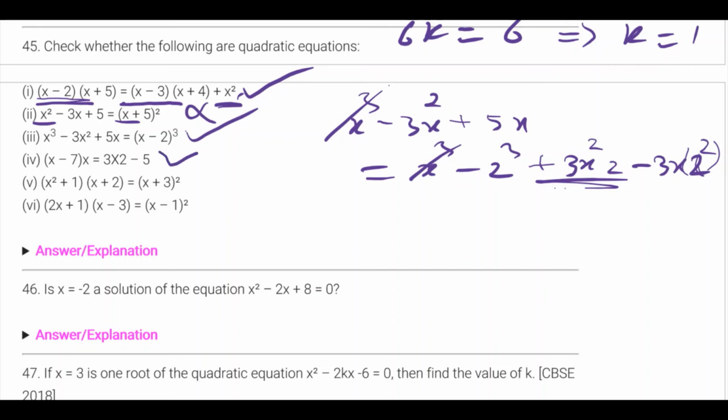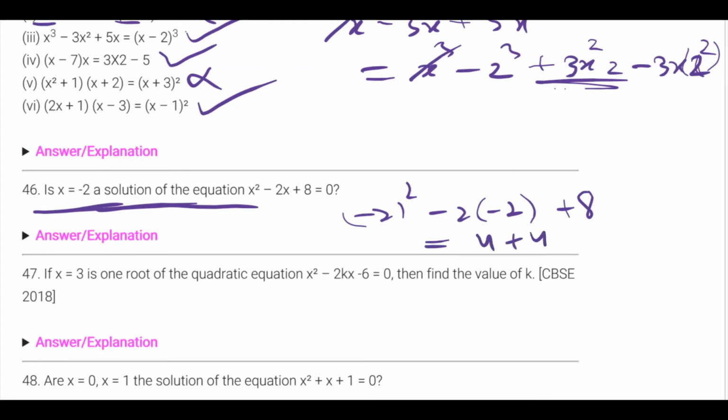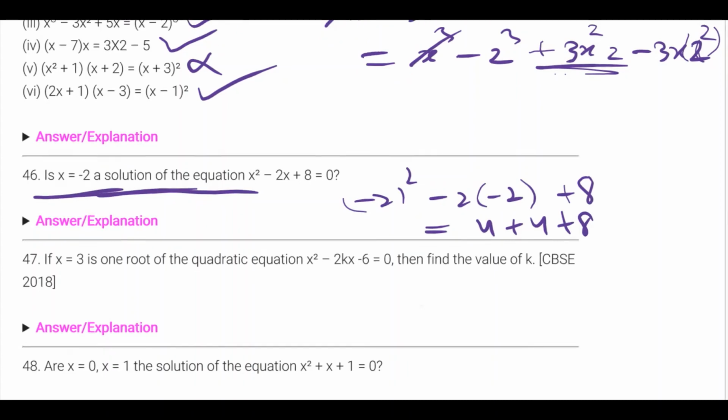Even this is a quadratic equation. This is a cubic equation. And this is a quadratic equation. If x equals minus 2 is the solution of the equation, we need to just verify this. So minus 2 whole square, minus 2 into minus 2 plus 8 is 4 plus 4 plus 8. So x equals minus 2 is not a root.